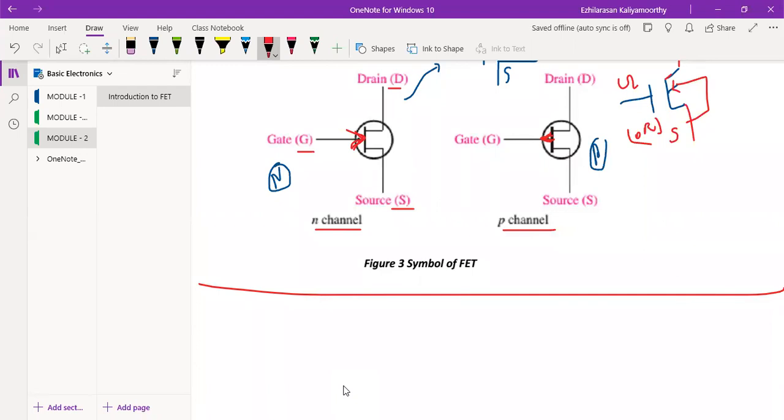Now what we'll do, let us study something about JFET characteristics and parameters.